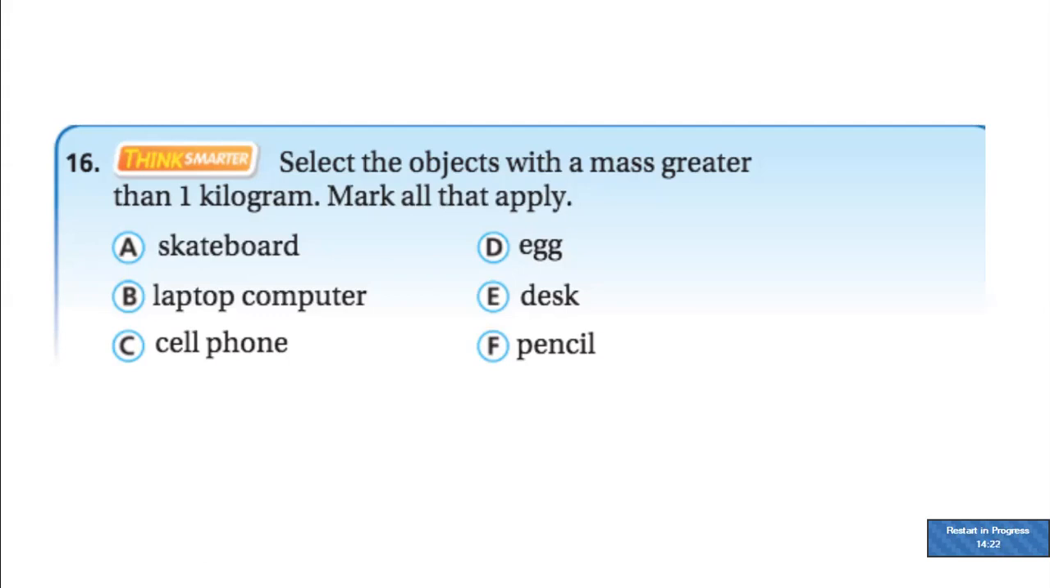So we have a skateboard. Think about the skateboard if you've ever been on one. Is it the size of a paper clip, which is equal to 1 gram, or would it be closer to a textbook, which would be equal to a kilogram? Give you some think time. If you said that a skateboard has a mass greater than 1 kilogram, you are correct.